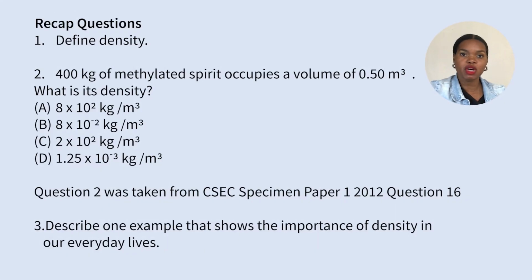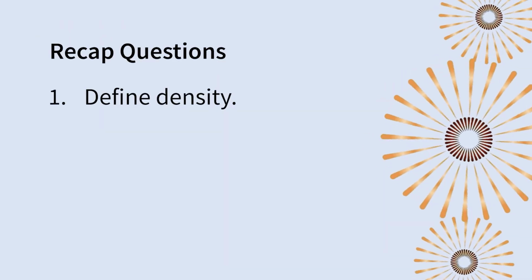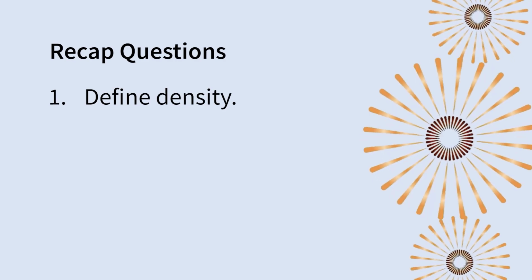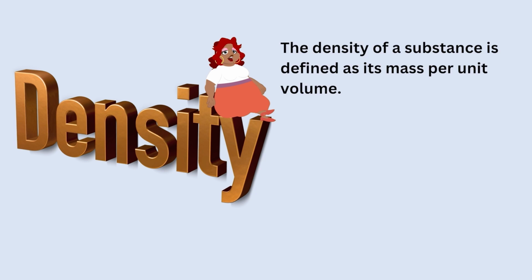Now let's recap what we've learned by answering these questions. Question 1 says, define density. Do you have the answer, Kelsey? I thought you'd never ask. The density of a substance is defined as its mass per unit volume.